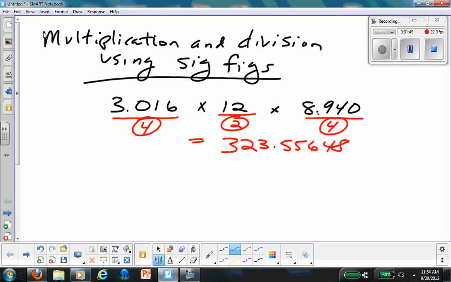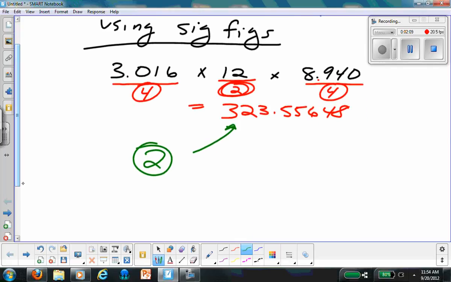So we got 4. The rule for multiplication and division with Sig Figs is that your answer will be in the lowest Sig Fig number that was used. 2 in this case. This one right here with 2 tells me that my answer is only going to show 2 Sig Figs. How can I get my answer to be close to this and only show 2 Sig Figs? Yes, Marcus.